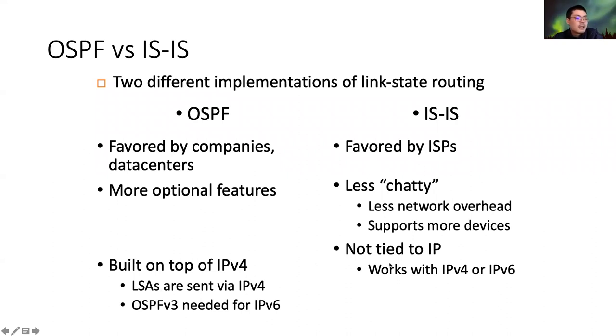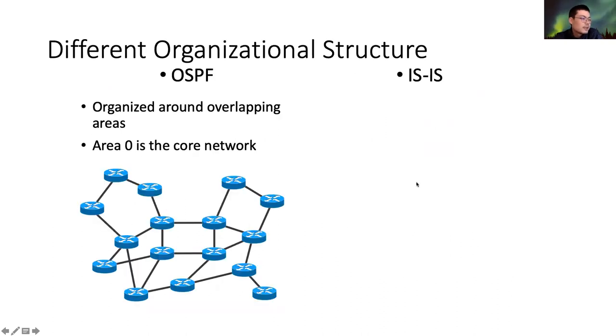But ISIS actually uses something quite different. It's not tied to IP; it's based on something else. So it can work with both IPv4 and IPv6, which means you don't need to choose different versions. OSPF is dependent on IP: for IPv4, you use OSPF v2, and for IPv6, you use OSPF v3. Both are link state, which is different from the RIP protocol.